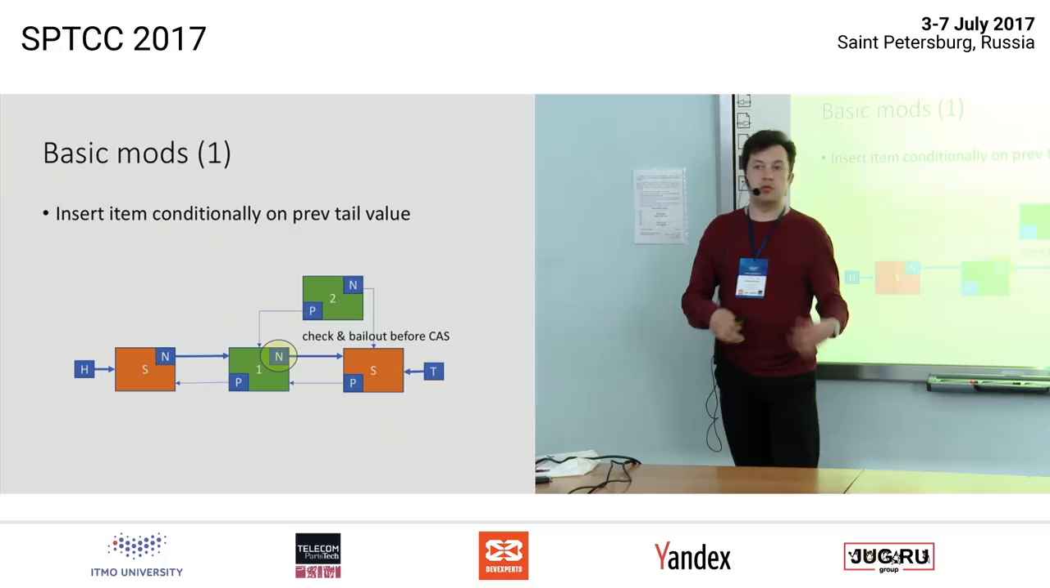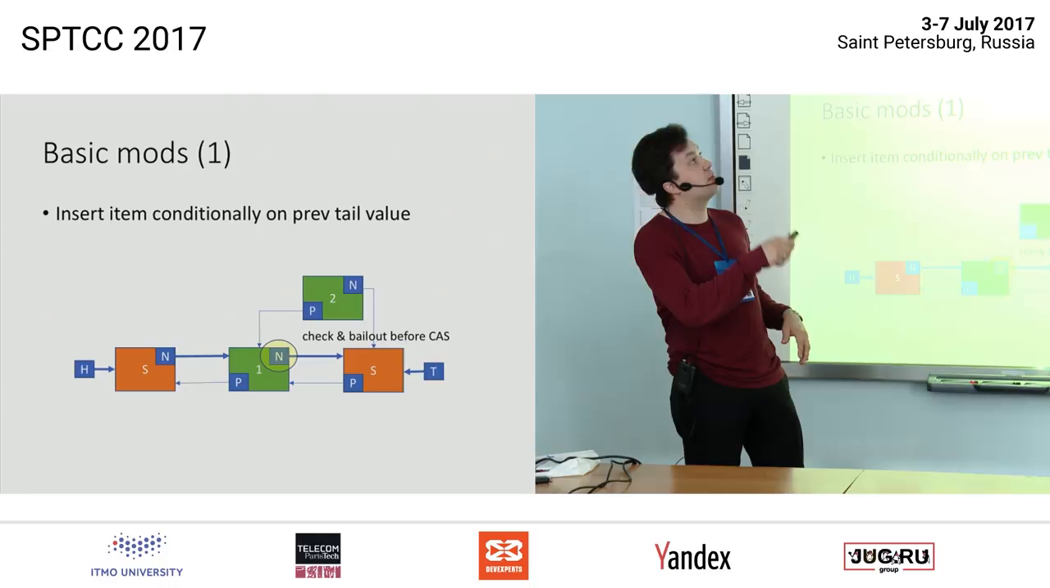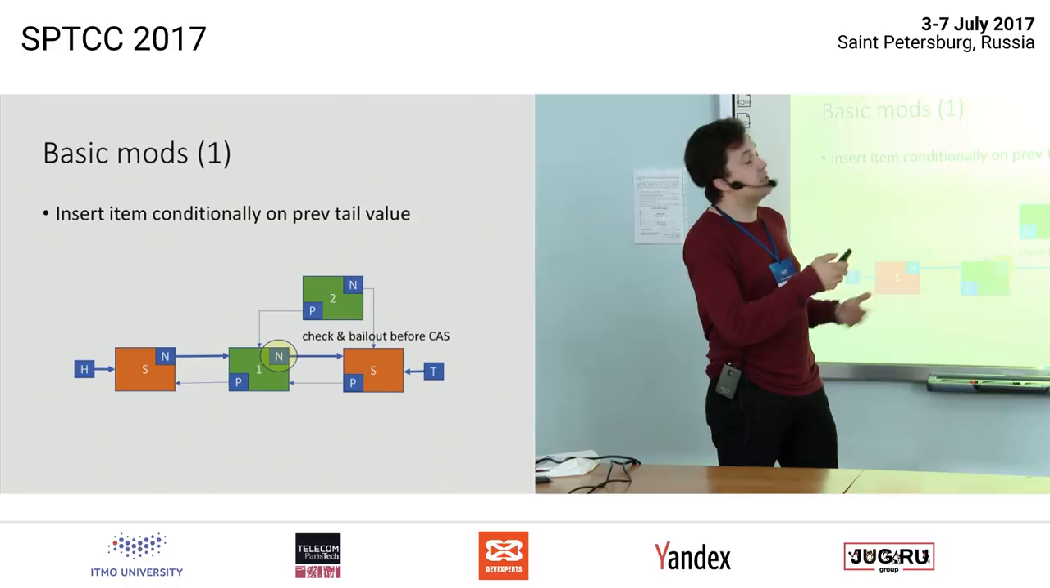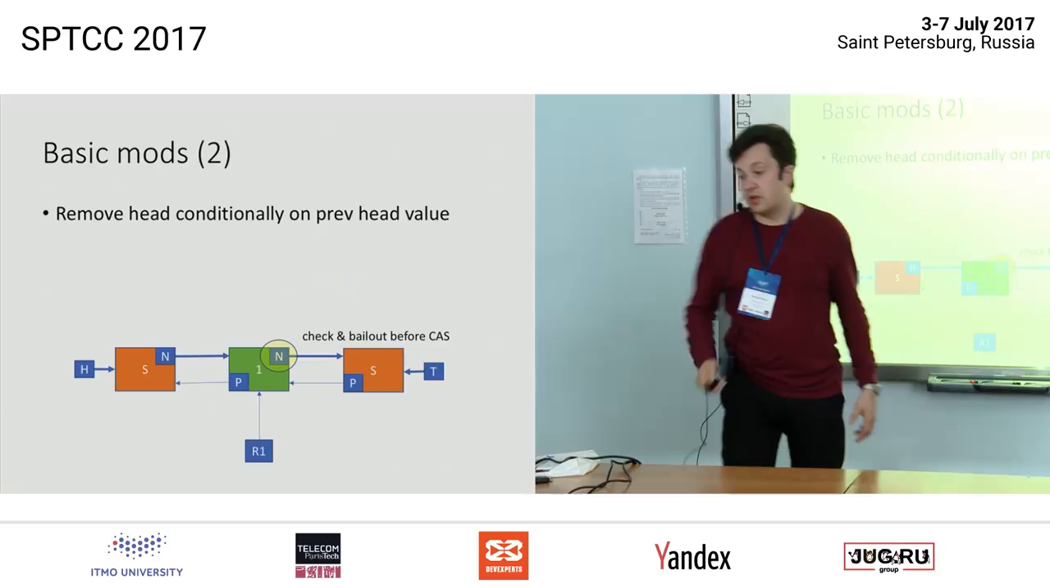Before doing this cast, we'll check if some predicate about this last node is true. If it's true, we go ahead with the cast. If it's not, abort, return false. Very easy and doesn't require any changes to the algorithm itself. So that's it. The same with removal. When we remove an item, that's the item we have to cast.